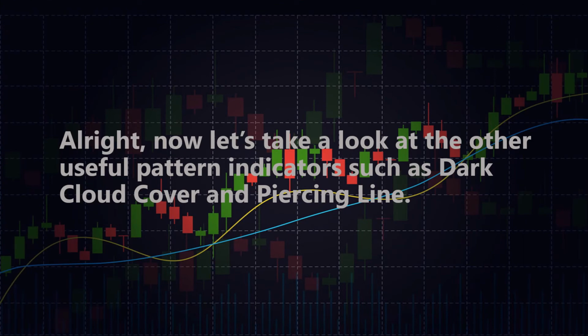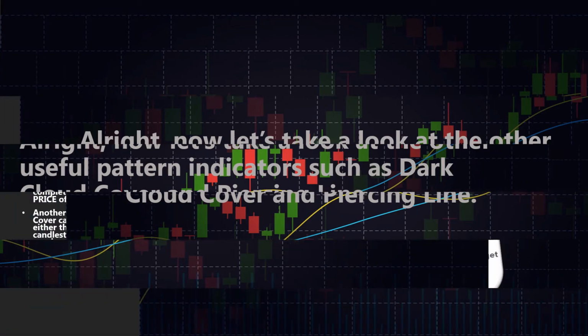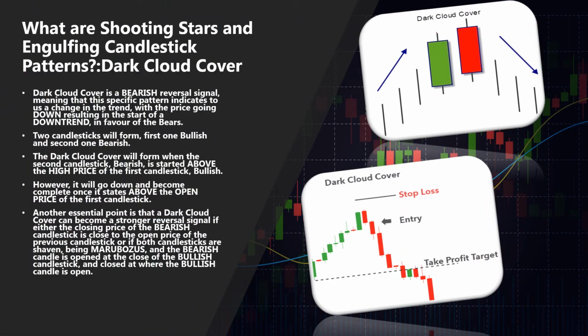Alright, now let's take a look at the other useful pattern indicators such as dark cloud cover and piercing line. 3. Dark cloud cover. Dark cloud cover is a bearish reversal signal that can be formed at the top of an uptrend by two candlesticks. Here are two candlesticks. That's dark cloud cover. The first one is bullish and the second one is bearish. First one is here, bullish, and this is bearish.